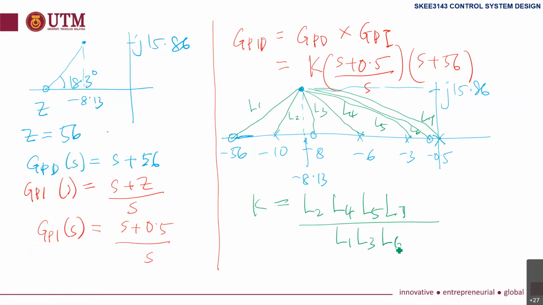Then you get the value of K, which is later substituted into GPID. Then we get the final one, the GPID controller. So that is the procedure in finding the PID controller.